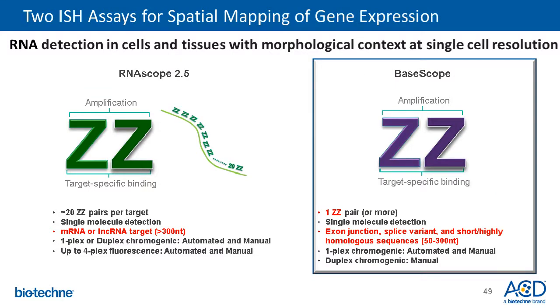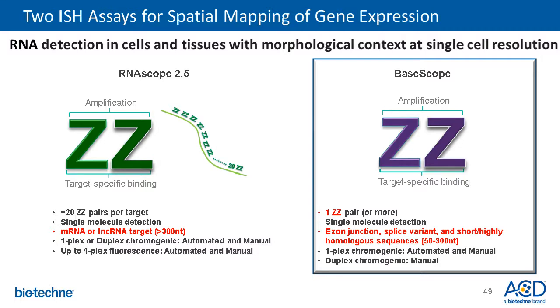The RNAscope technology offers two main assays to detect numerous types of RNA species in the tissue context at single-molecule sensitivity with single-cell resolution. The RNAscope assay is applicable for messenger RNA or non-coding RNAs that are greater than 300 nucleotides in length. And then we also have the BaseScope assay, which is specific for exon junctions, splice variants, and highly homologous or short sequences.